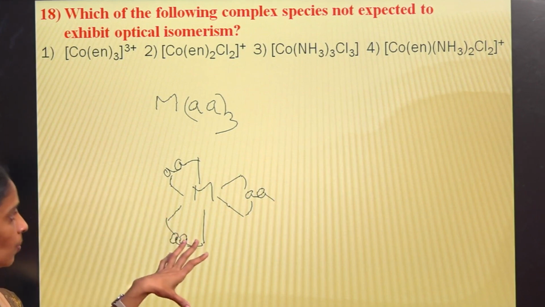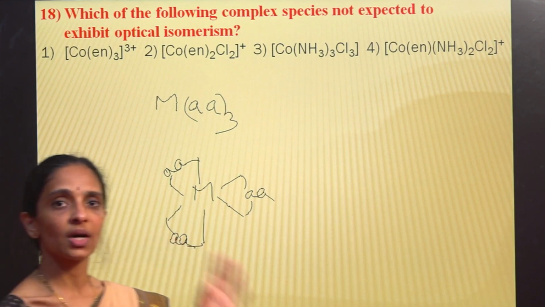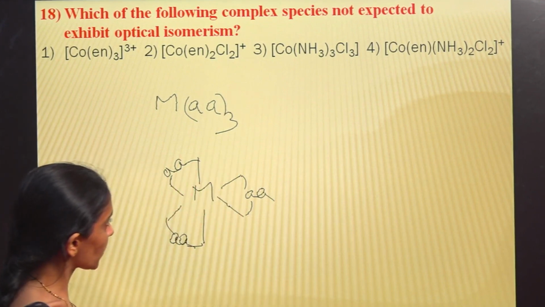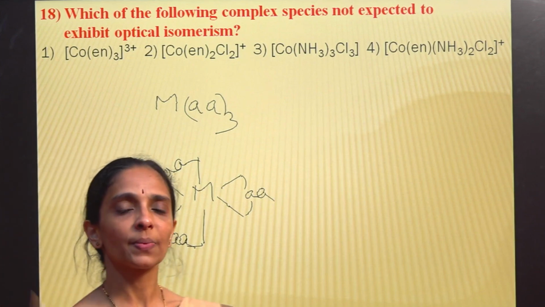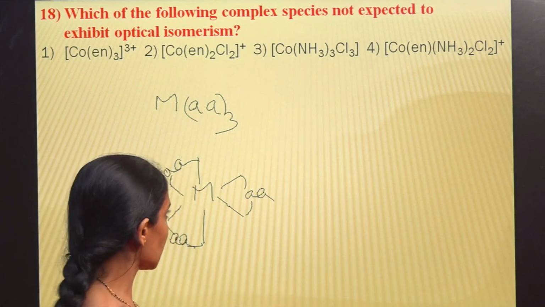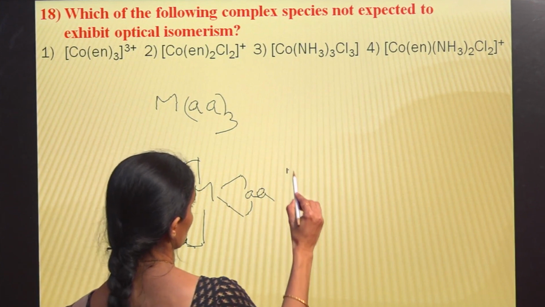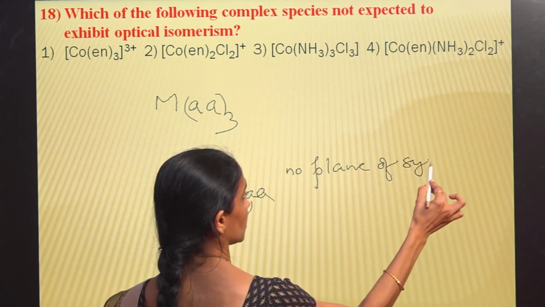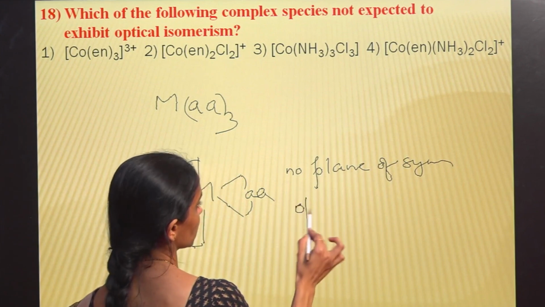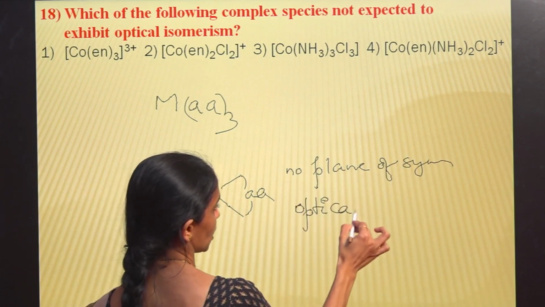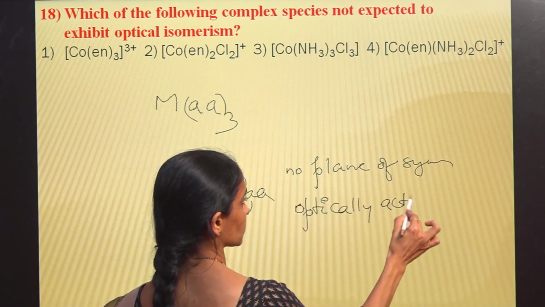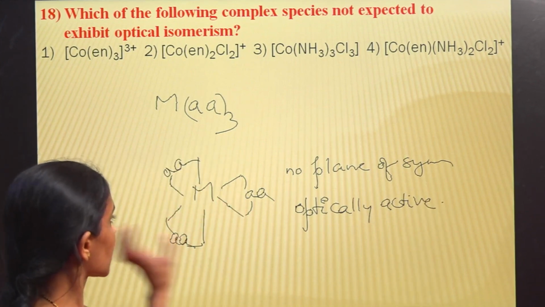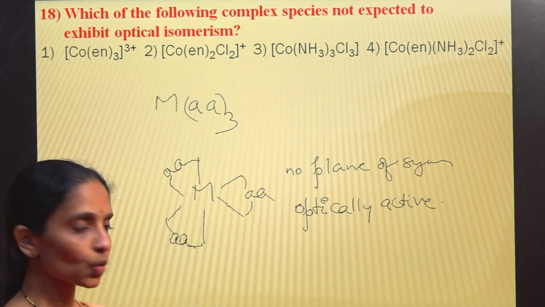Now this complex cannot have a plane of symmetry, is it not? In this complex, there is no way to imagine a plane of symmetry. So no plane of symmetry, and therefore the complex is optically active. It shows optical activity, optical isomerism.